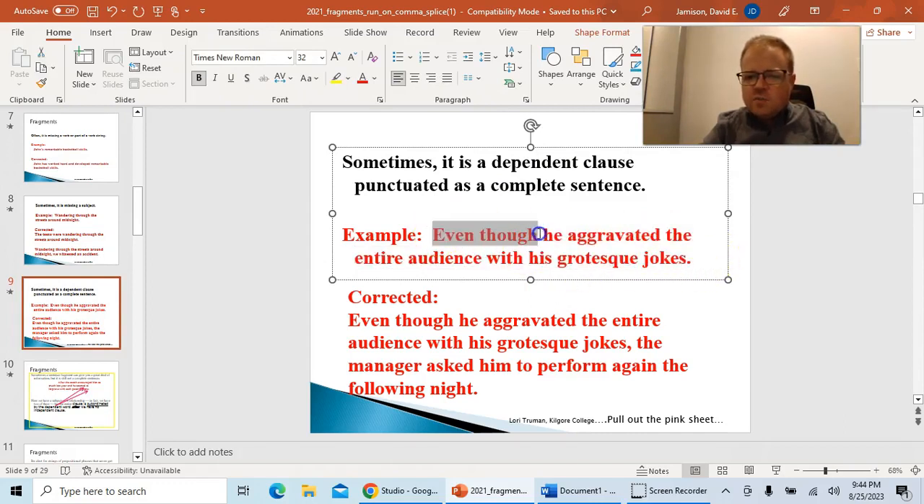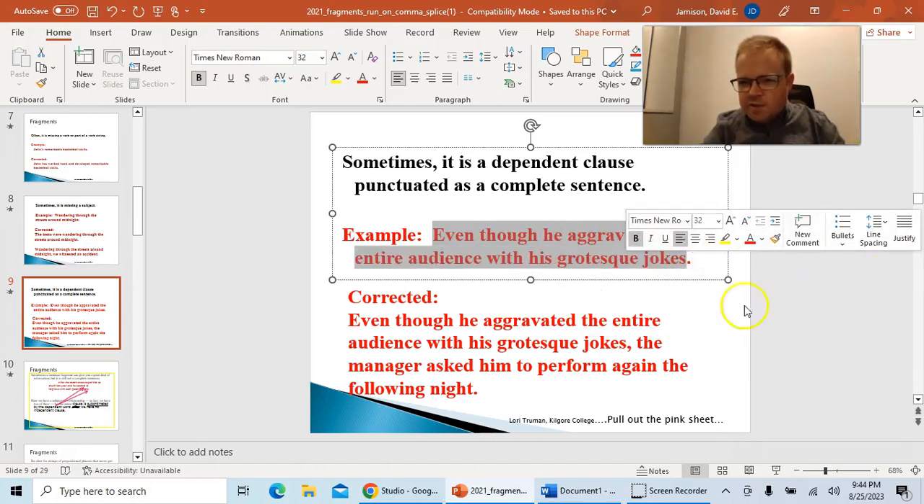So we could take out this part. This is what's messing everything up. And it would be, he aggravated the audience with his grotesque jokes. That is a complete sentence. But because it says, even though he aggravated the audience with his grotesque jokes, we need something to connect onto the back here. Something that happened even though he was aggravating the audience. So even though he aggravated the entire audience with his grotesque jokes, the manager asked him to perform again the following night. Okay.